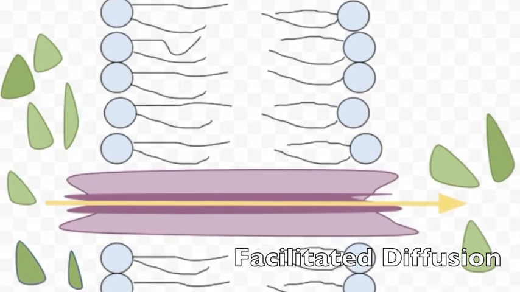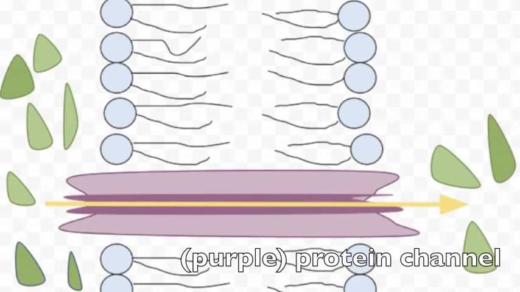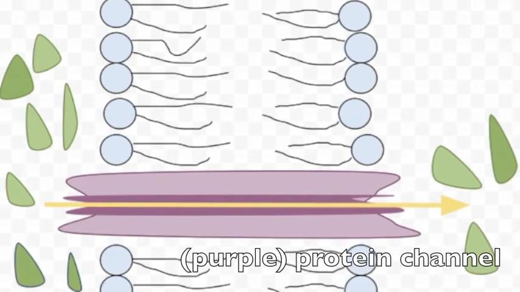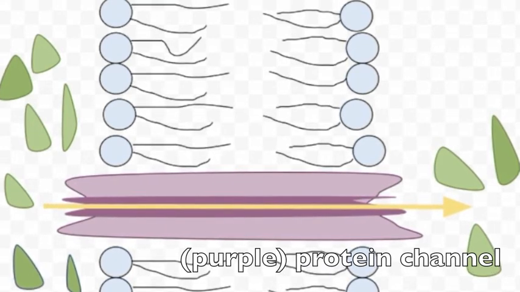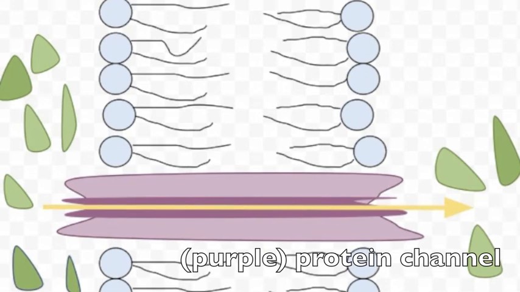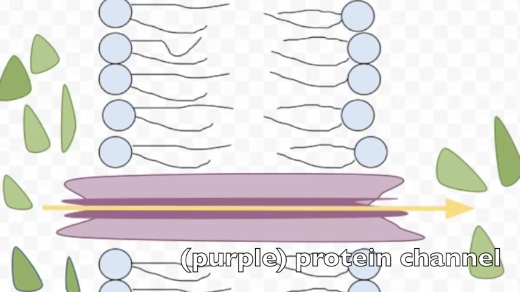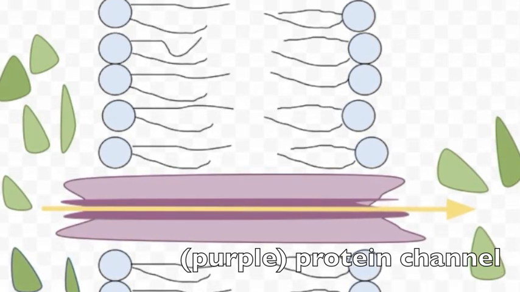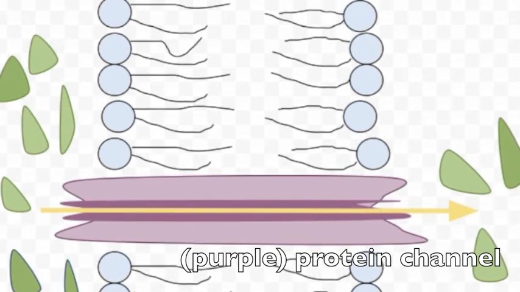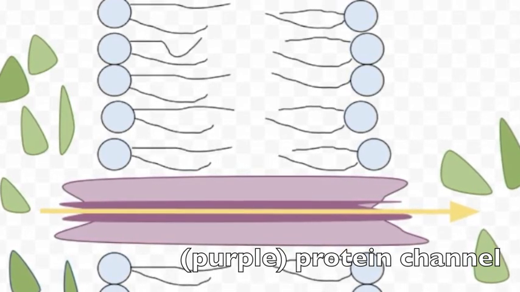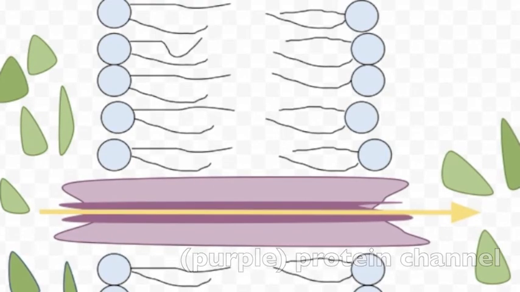Facilitated diffusion. As facilitated means with help, it gets help from proteins. It is a movement of small molecules from a high area to a low area of concentration, in this diagram left to right, where the left side is full of crowded molecules and the right side isn't by comparison. So it is getting aid from proteins. So the purple thing is a protein channel giving aid.